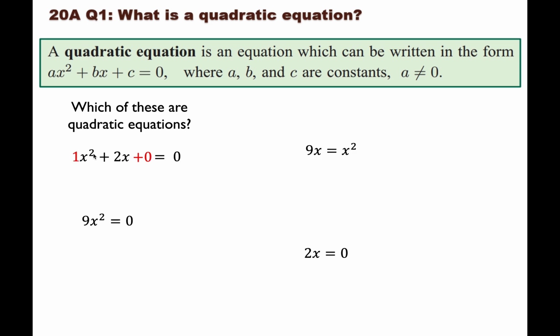And for a number at the front, it says we need an a here, something times x squared. That could just be 1, because writing a 1 times x squared is the same as x squared. It looks different, but it is exactly the same equation. So this is a quadratic equation, where a is 1, b is 2, and c is 0.